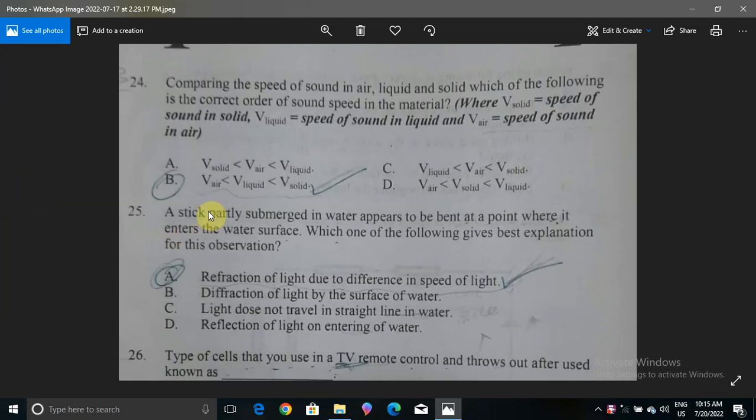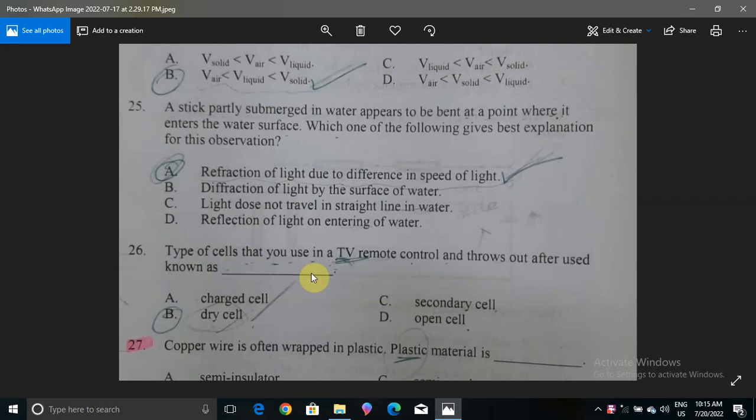Now question number 26, the type of cell that you use in a TV remote control and throw out after use is known as what? Charged cell, dry cell, secondary cell or open cell? The correct answer is dry cell.